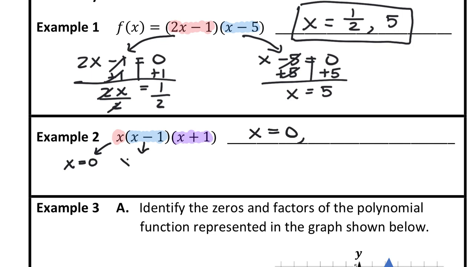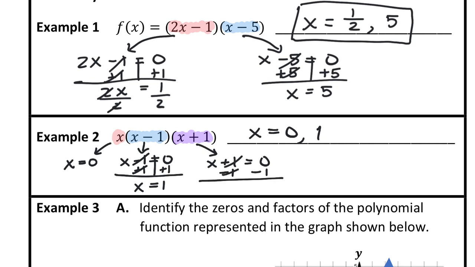Comma, the next one is x minus 1 equals 0. Add 1, add 1. So x equals 1. Then the last one, x plus 1 equals 0. Subtract 1, subtract 1. x equals negative 1. So comma, negative 1.